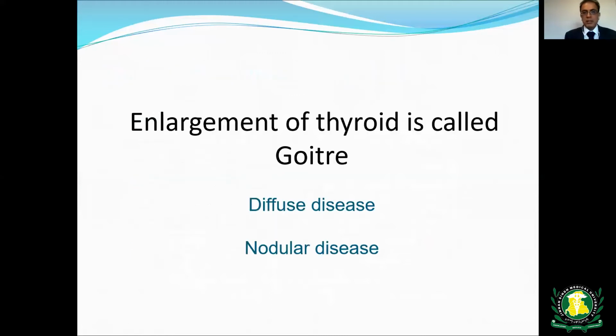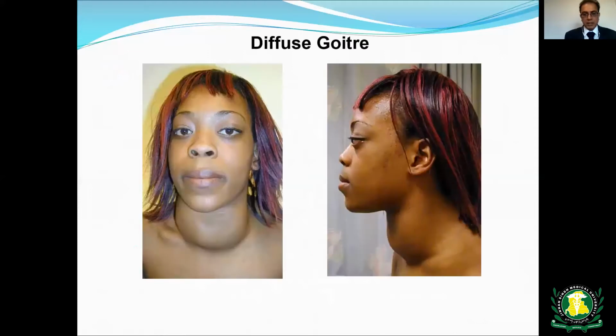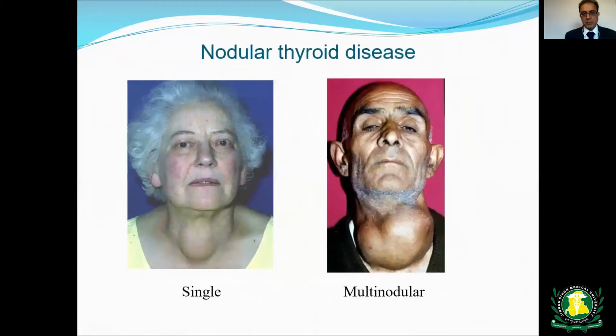So basically, the enlargement of thyroid is called goiter. It could be either diffusely enlarged or nodular. So the next picture, I just show the picture. This is a classical example of diffuse goiter, in which the thyroid is diffusely enlarged on both sides, and you can appreciate some bulging of the eyes as well in a young female, which is most commonly due to Graves' disease. And this picture shows all of the thyroid is enlarged, called goiter, but one large nodule is quite prominent. This is called single nodular goiter.